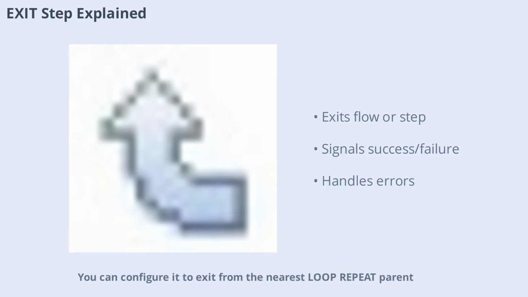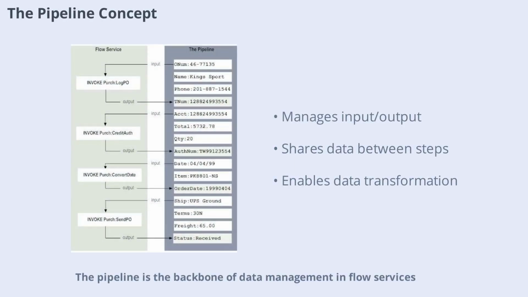You can configure it to exit from the nearest loop, repeat, parent, or the entire flow. Additionally, you can signal success or failure, throwing exceptions when needed. This step is crucial for managing control flow, handling errors, and ensuring that processes terminate gracefully or with appropriate error messages.